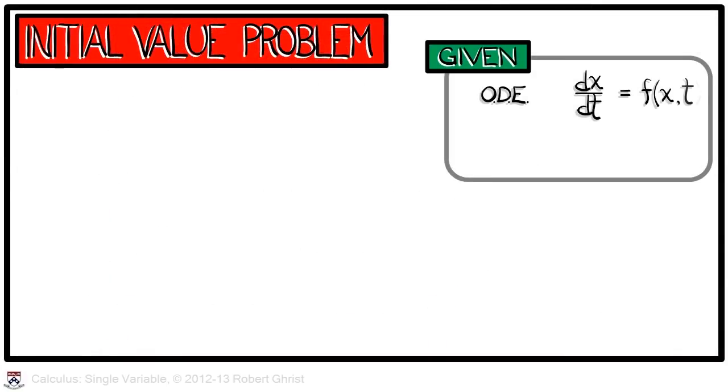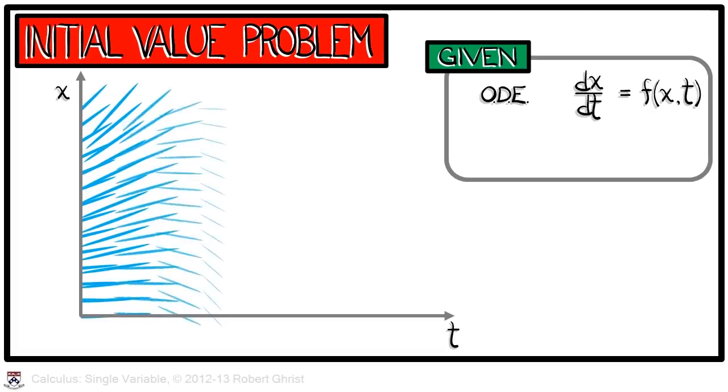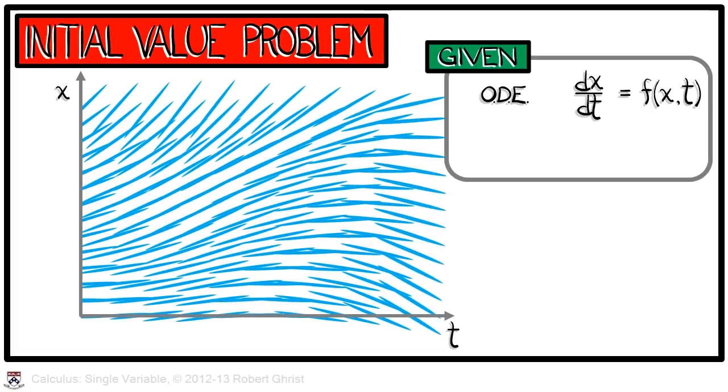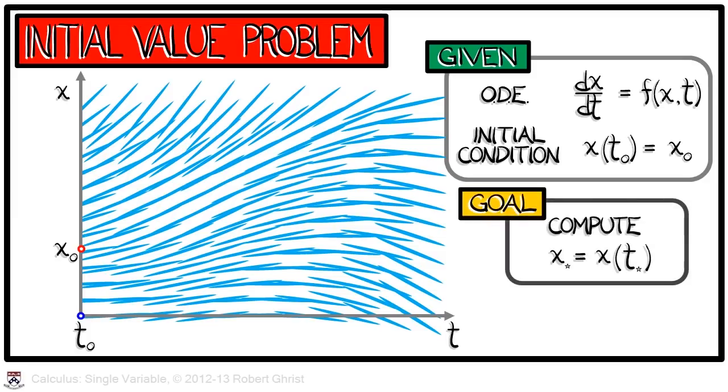We're going to focus on the initial value problem for an ODE of the form dx/dt equals f(x, t). We can think of that differential equation as defining a slope field in the xt plane that tells us how x changes with t, or at what rate. Now, given some initial condition, x_0, at an initial time, t_0, what we want to do is approximate the final value, x*, at some final time, t*.